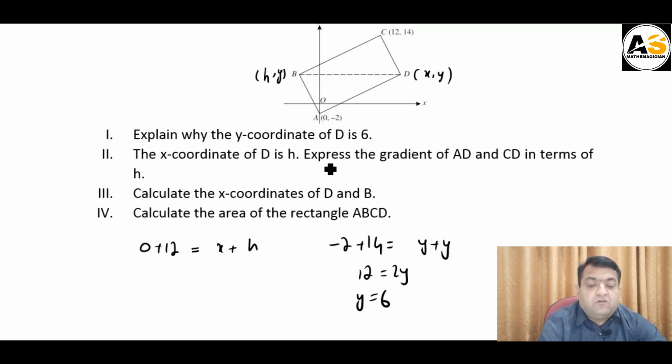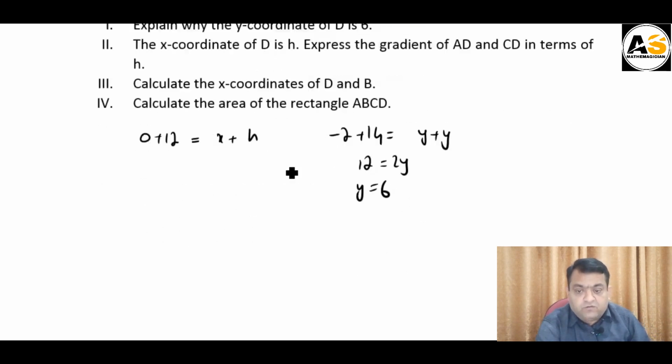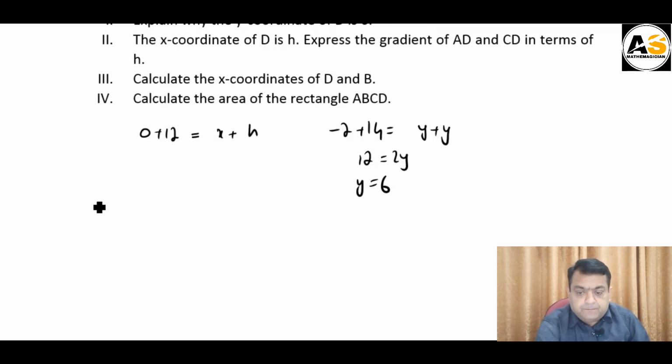The x coordinate of D is h. Now, we have calculated this is 6. It means this is also 6. This is h. The x coordinate of D is h. Express the gradient of AD and gradient of CD in terms of h. So what will be the gradient of AD and gradient of CD?